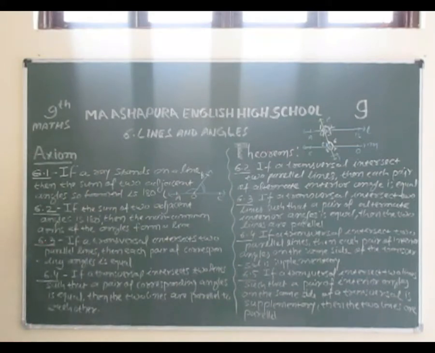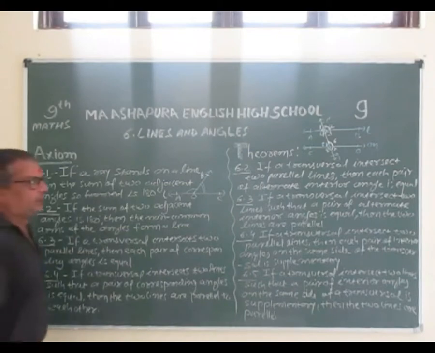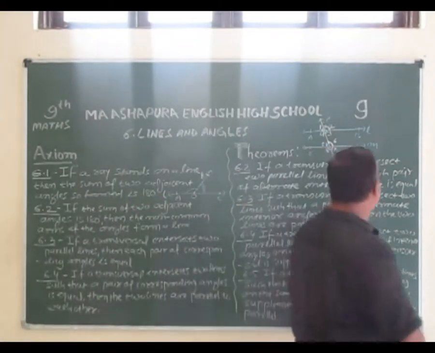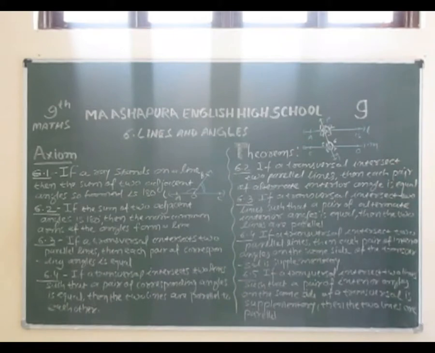Okay, now 6.2. If a transversal intersects two parallel lines, then each pair of corresponding angles is equal. Here we can see L and M are the parallel lines, or it is also said that line AB and line CD. PQ is our transversal, which intersects line AB at E and line CD at F. Therefore, many pairs of angles are formed.